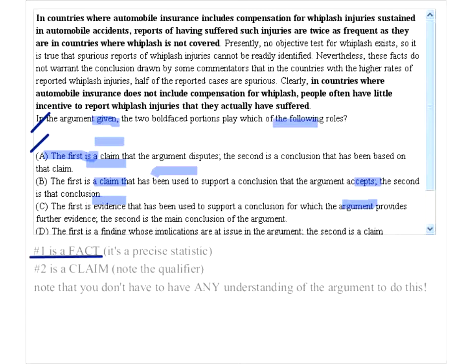Because number 1 has to be a fact, and number 2 has to be a claim. Well, evidence is not a claim. Evidence would have to be a fact, and this is not a fact. So we can rule out E as well. Now this procedure definitely has its limits. For instance, C and D both pass these 2 tests. Evidence would be a fact, and concluding would be a claim. Finding would be a fact, and of course, claim is a claim. So we can't really get past C versus D, but that's pretty darn good.